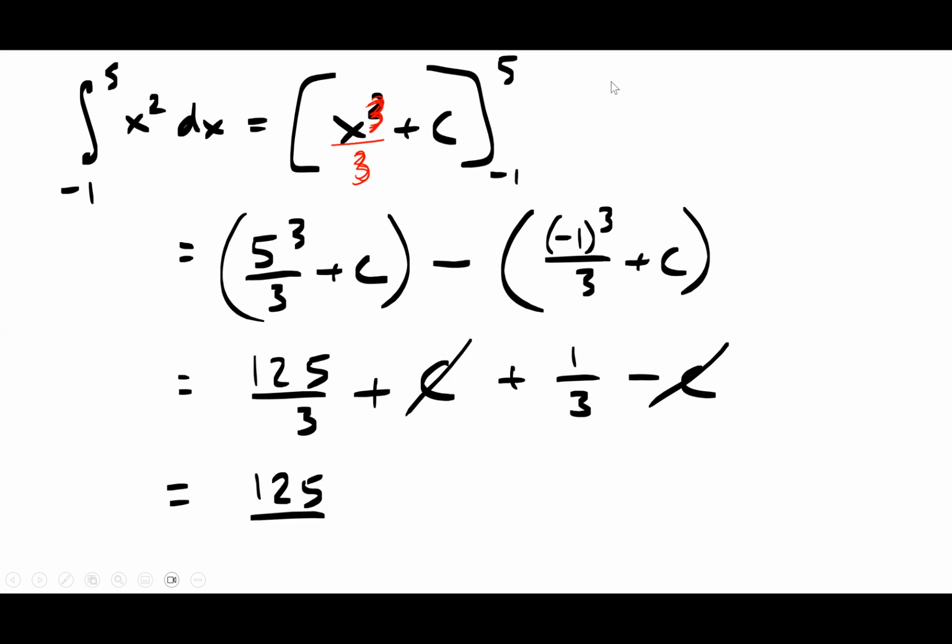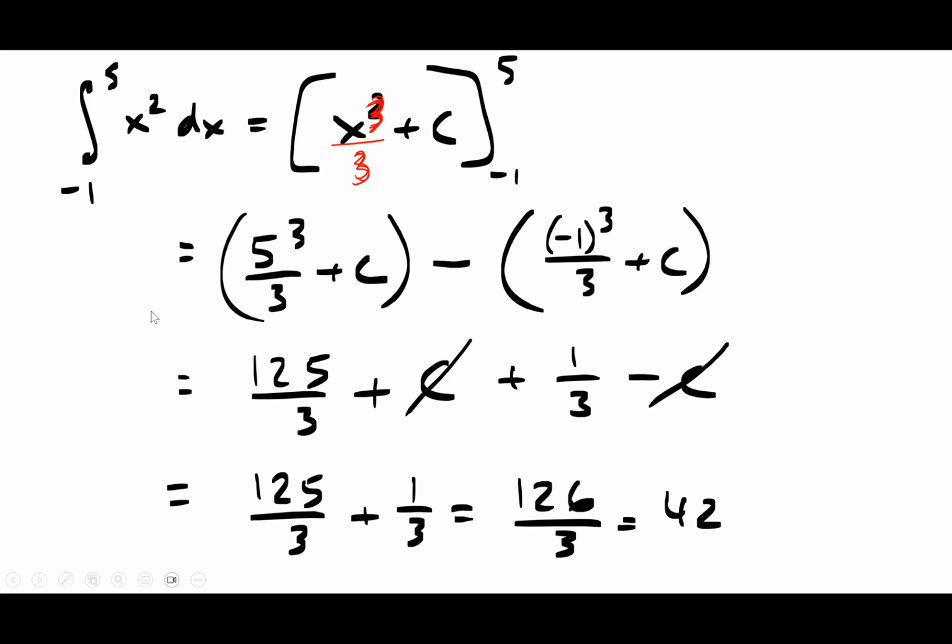So let's finish it up. 125 over 3 plus 1/3 makes 126 over 3. Divided out, that gets you 42, which we found last time. Okay, hopefully that makes sense. So there it is: indefinite integrals have C values, definite integrals don't need them. It's extra information that eventually gets canceled out, so we don't even include it in our answers. Okay, I just wanted to touch base. That is what the C is all about.